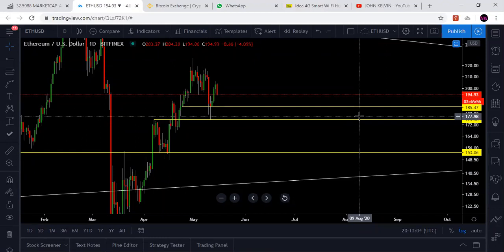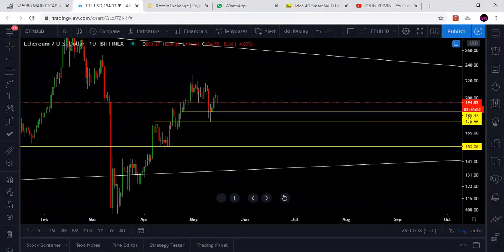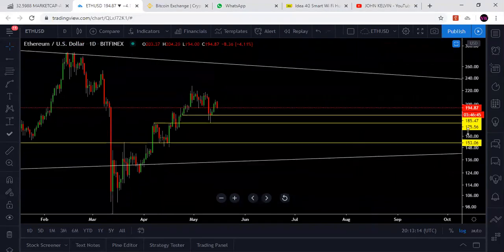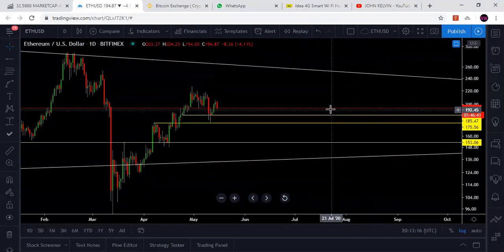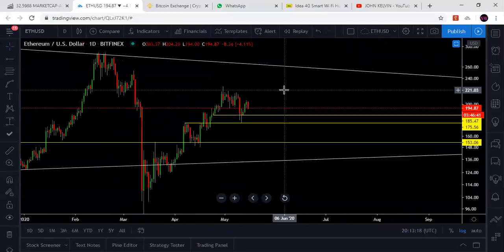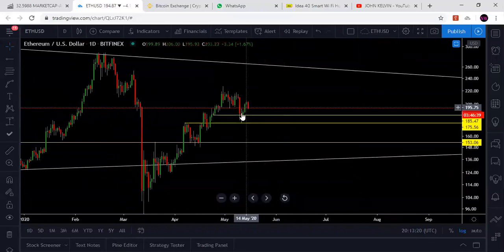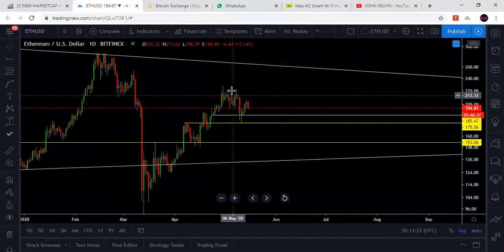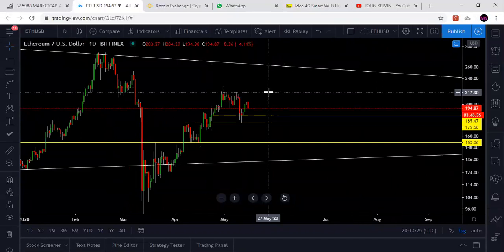So ETH has been below 200 for some time now, and I think it's still below 200. It's the perfect price to buy and hold for long term, though not financial advice. So these are the levels I'm looking out for on ETH and BTC.